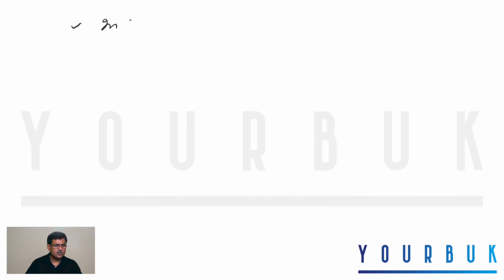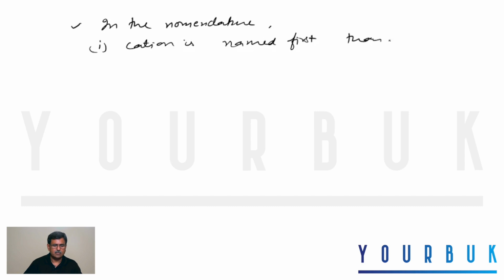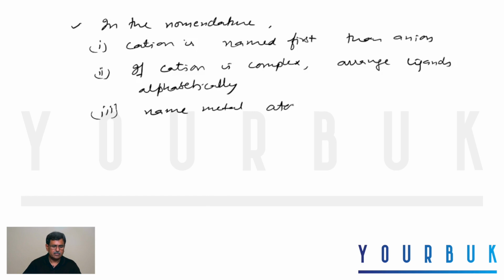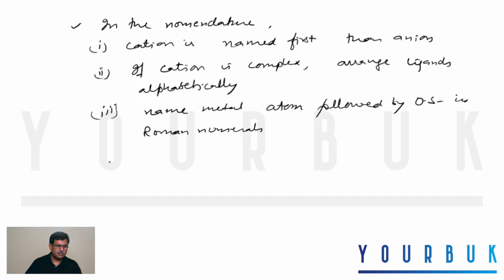Then in the nomenclature of coordination compounds, how to name the coordination compounds: the cation is always named first, then the anion. And if the cation is complex, whichever part is complex, arrange the ligands alphabetically. Then name the metal atom, followed by its oxidation state in Roman numerals, and then we name the anion.